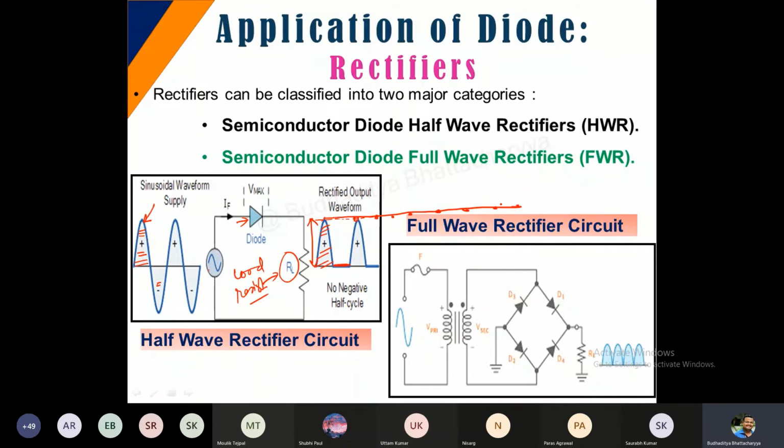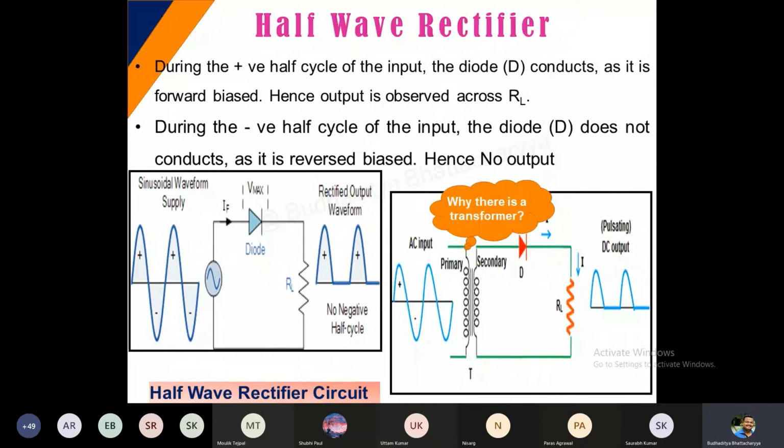But naturally, it has its own problem, and that can be solved by the full wave rectifier. So let's see, first of all, what is half wave rectification and its properties. You can see that during the positive half cycle of the input, the diode D conducts as it is forward biased, and hence output is observed across RL. Whereas during the negative cycle, there is no output observed.